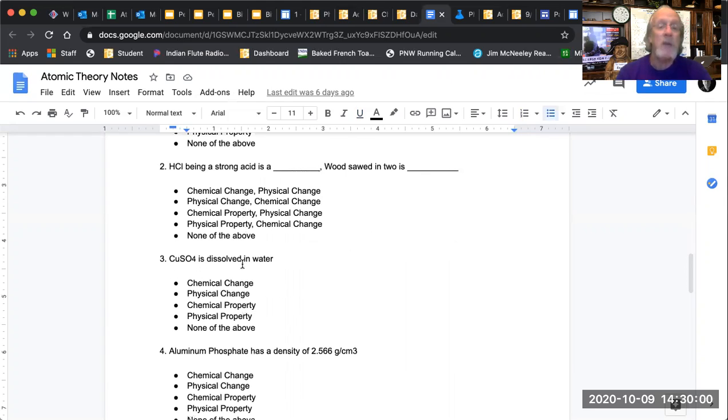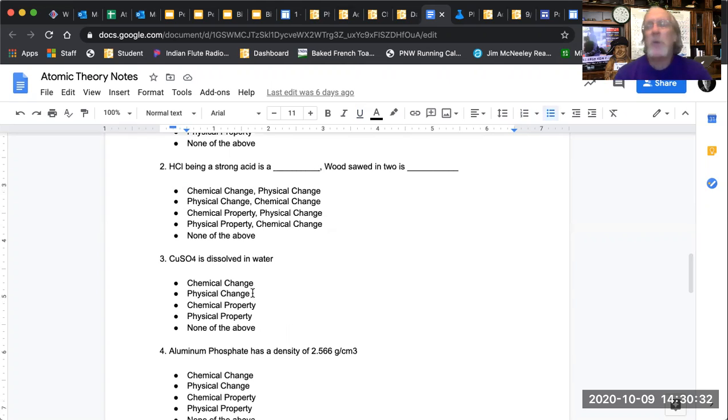Copper sulfate dissolved in water. Okay, if you think about salt, if I put salt into water and stir it up, you can't see the salt anymore. So then I take my salt water and I put it in a pot on the stove and I heat it up and I boil it and I boil it and I boil it and the steam comes off, which is water. I'm left with the salt in the bottom of the pan. So I can reverse that, even though it dissolves in water. So it is a physical change.